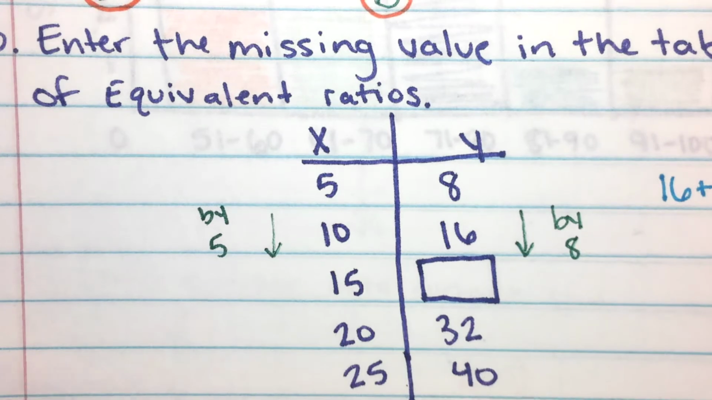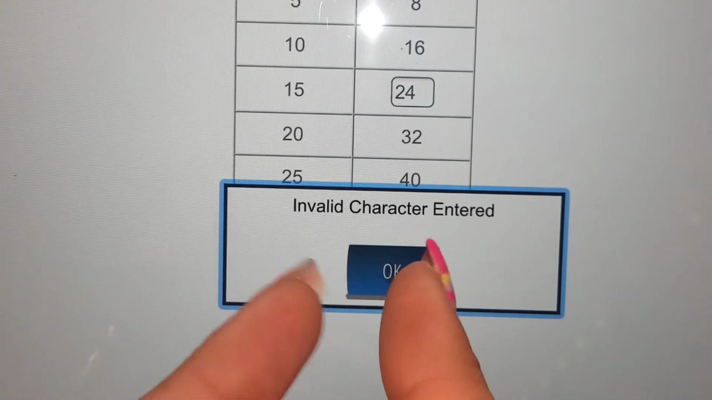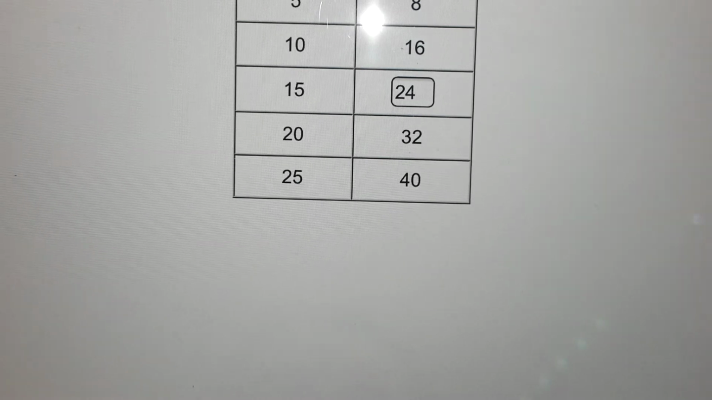So you go to the iPad, you type in 24. Make sure you don't have any spaces. Don't give an extra space or anything because it says it's an invalid character. So just 24, and then go to the next question.